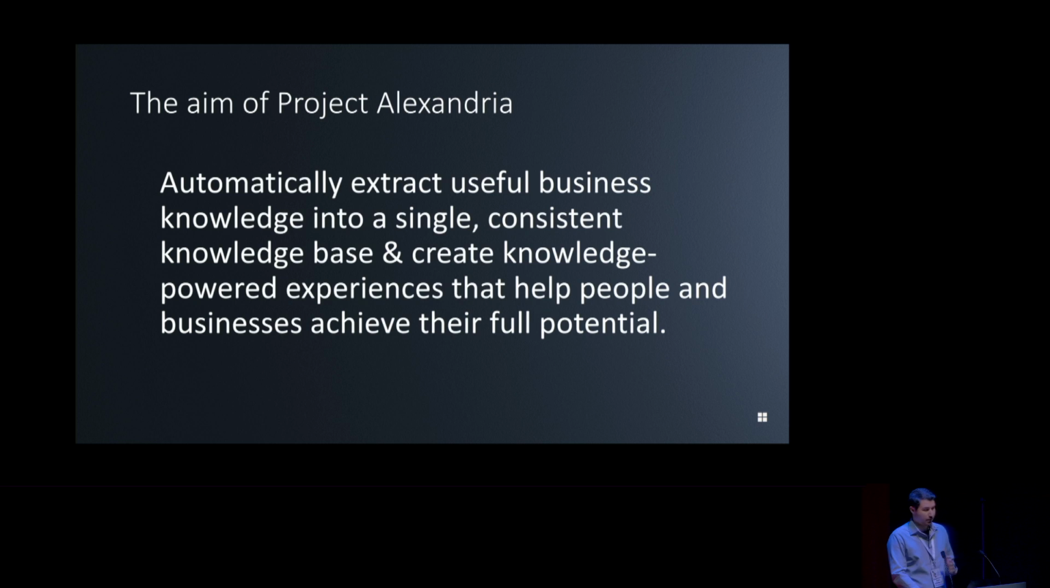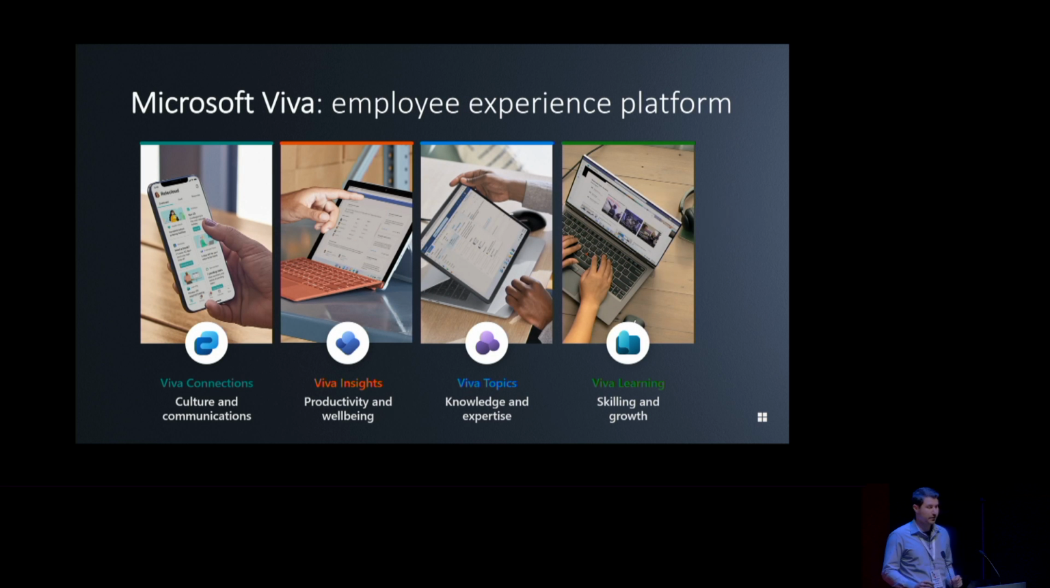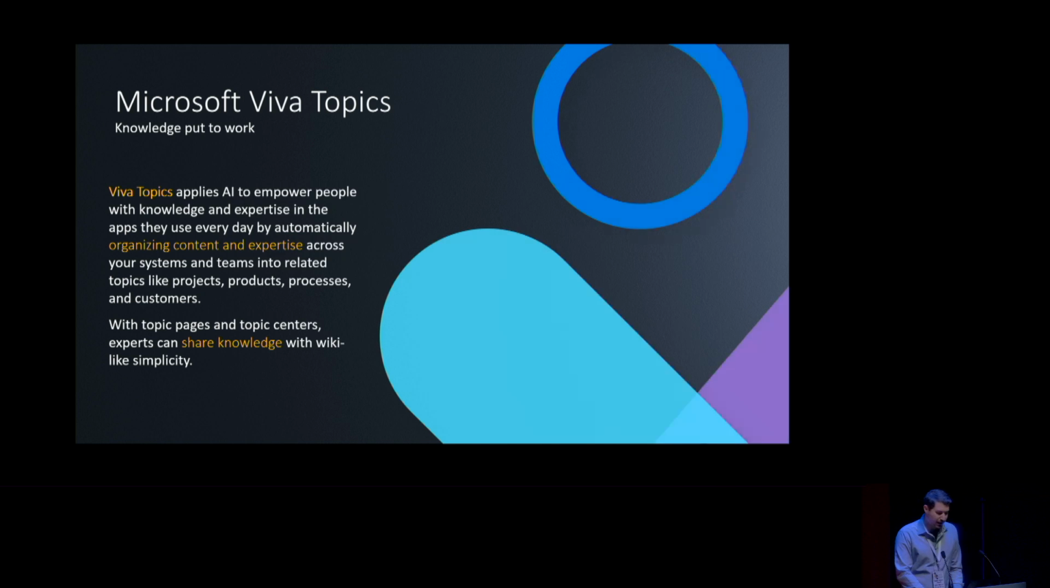But Alexandria powers Viva, which is all about employee experiences, and it has different components, different pillars, if you will, one of which is Viva Topics, and this is the part that focuses on knowledge. So if you look at Viva Topics, I stole this slide from our product team. It's described in a very similar way as the mission of Alexandria, which I really like. So it has to do with organizing the content in the enterprise into shared topics. So this is the automated knowledge-based construction part.